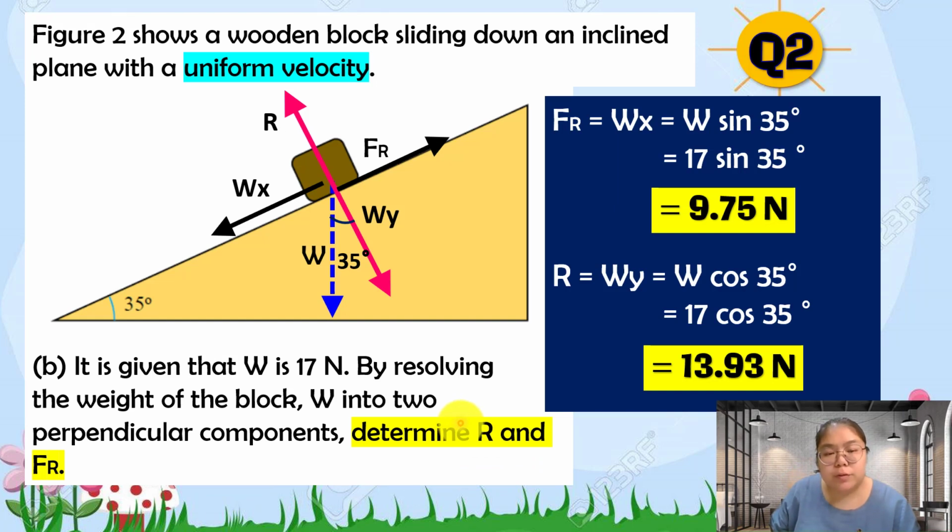Okay, so we have solved already for the weight of the block. When it is divided, it becomes WX and also WY. Actually, WX and WY also have another meaning. WY is the normal reaction, and WX is the frictional force.